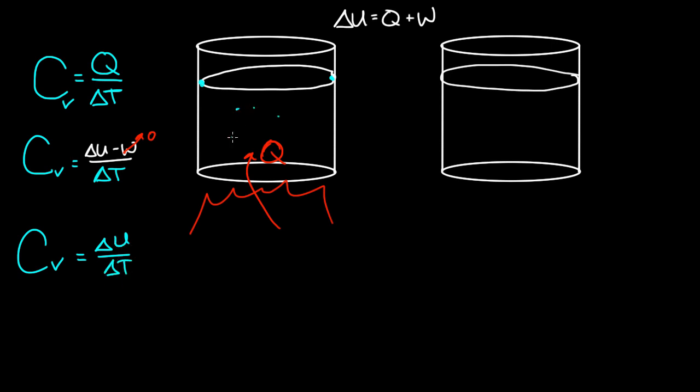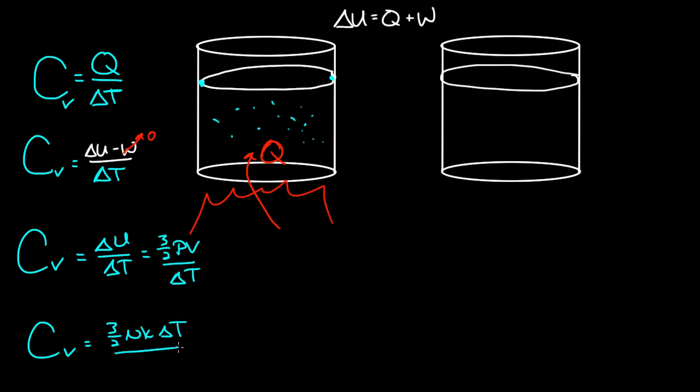What's delta U? Let's just assume this is a monatomic ideal gas. If it's monatomic, we've got a formula for this. Delta U is just 3/2 P times delta V over delta T. But that's not the only way I can write it. Remember, I can also write it as 3/2 NK delta T over delta T, and something magical happens. Check it out. The delta T's go away, and you get that this is a constant, that the heat capacity for any monatomic ideal gas is just going to be 3/2 capital NK, Boltzmann's constant.